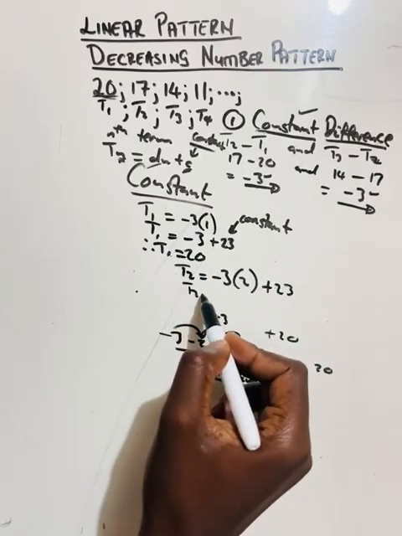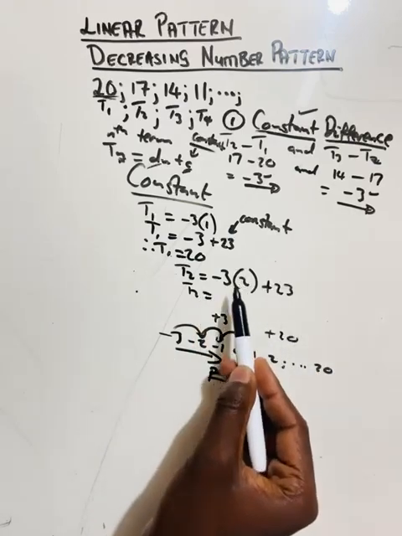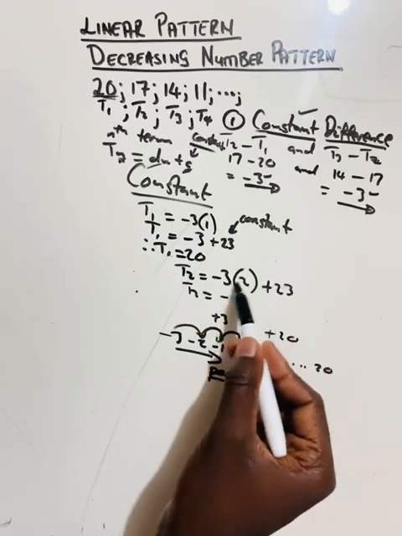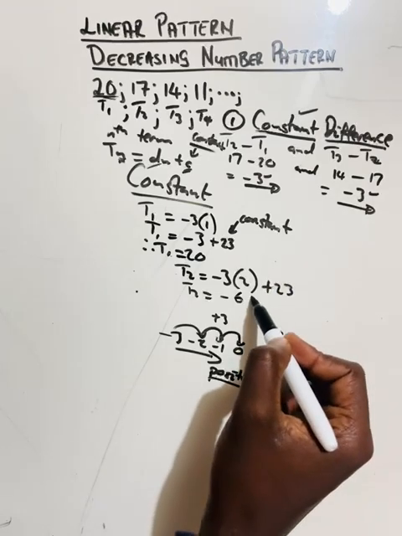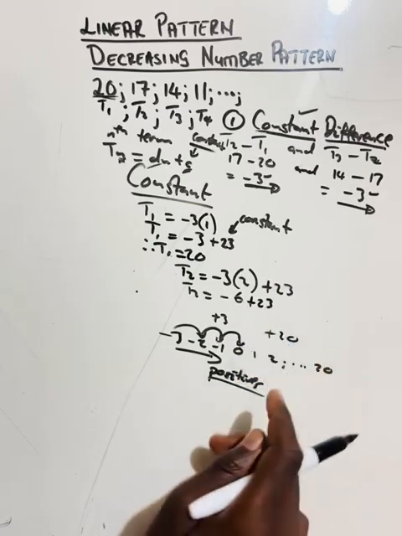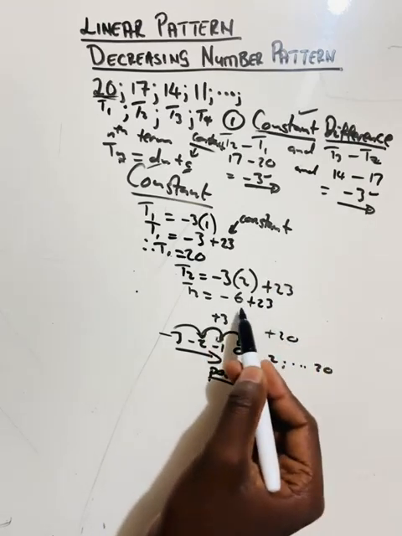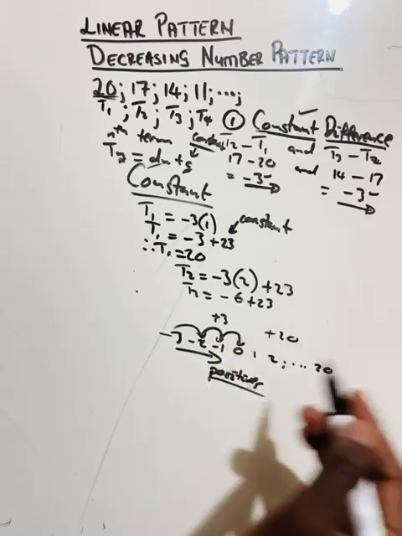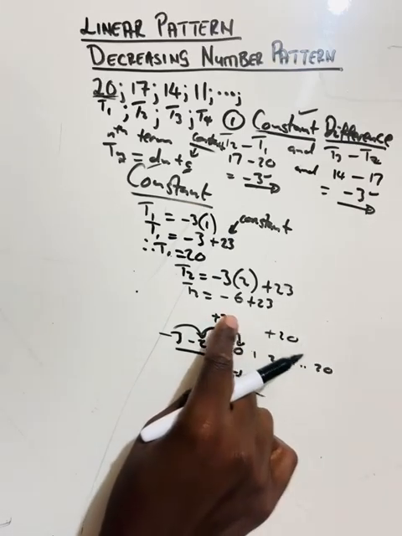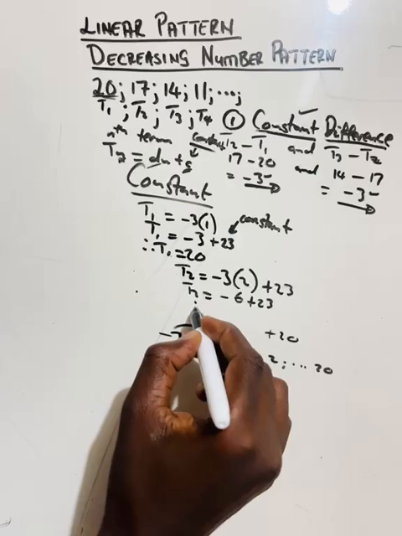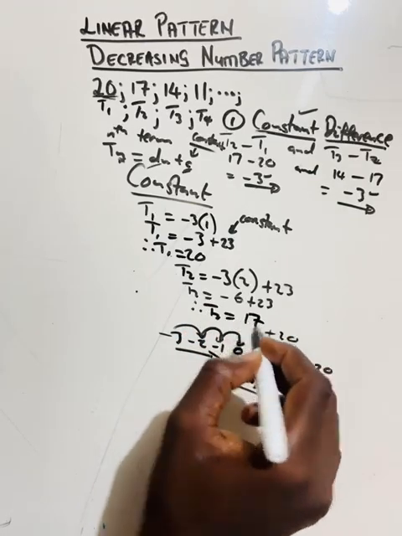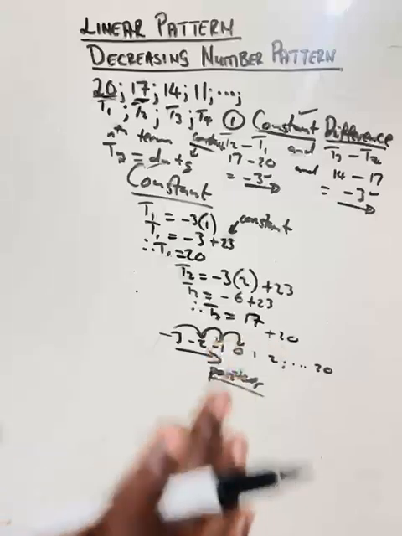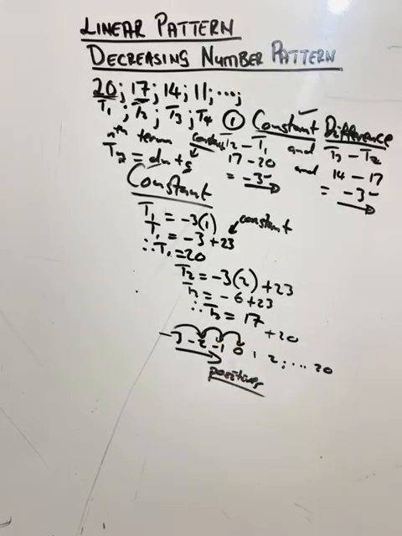We say term 2 is equal to negative times positive, we get a negative, and 3 multiplied by 2, we get 6. And here we've got a positive 23. And when we say 23 minus 6, what do we get? We get 17. Now, we can conclude that therefore, the second term is equal to 17. And here we're at number 17. Which means that, what have we done?